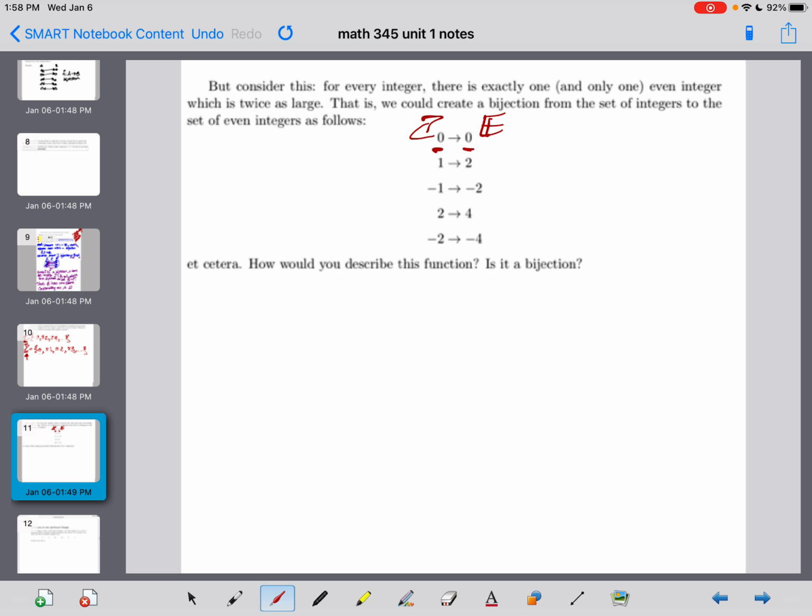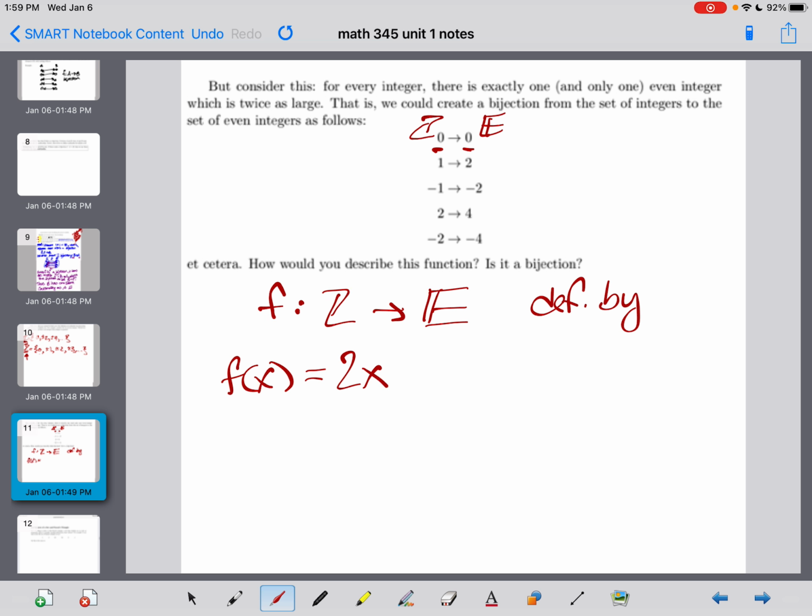1 gets mapped to 2, negative 1 gets mapped to negative 2. 2 gets mapped to 4, negative 2 gets mapped to negative 4. Now, how would we describe this? This would be the function that takes, should probably be clear here, f is a function from the integers to just the even integers defined by f of x is equal to 2x. Right? You take an integer, you multiply it by 2, and that's guaranteed to give you an even integer.